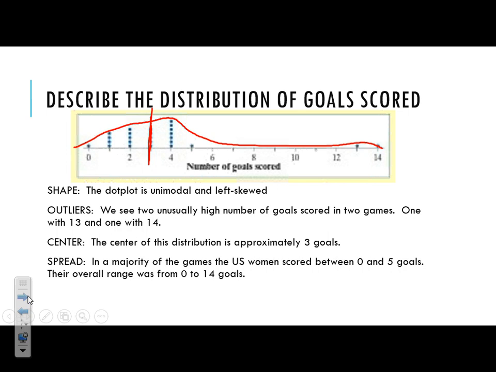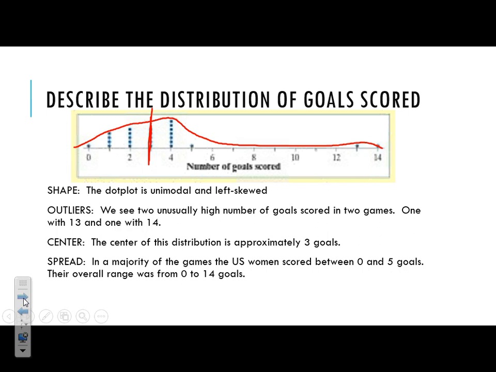And again, I expect you to use good statistical language. So you can see here we use terms like unimodal and left skewed, outliers, we've got a center, that sort of thing. And again, write sentences. So that's dot plots. That's describing a distribution.